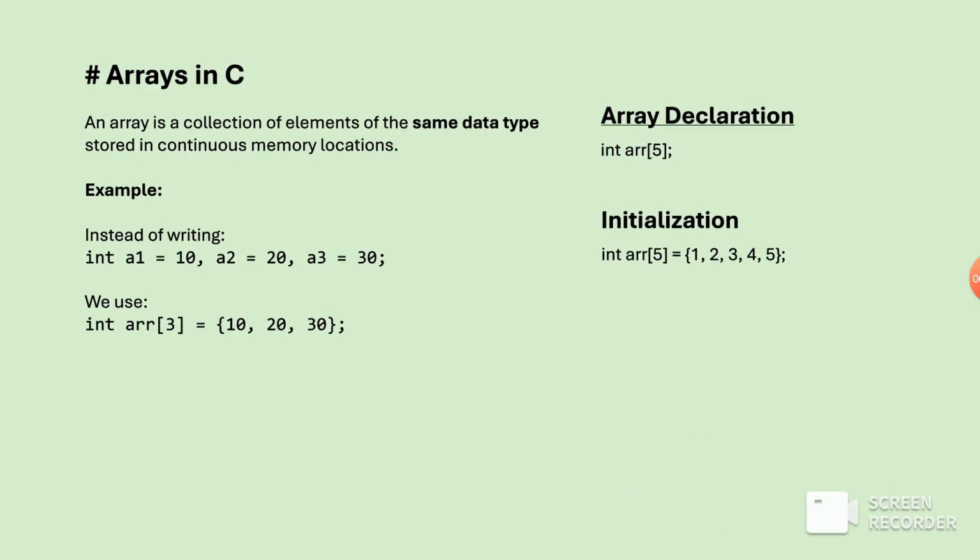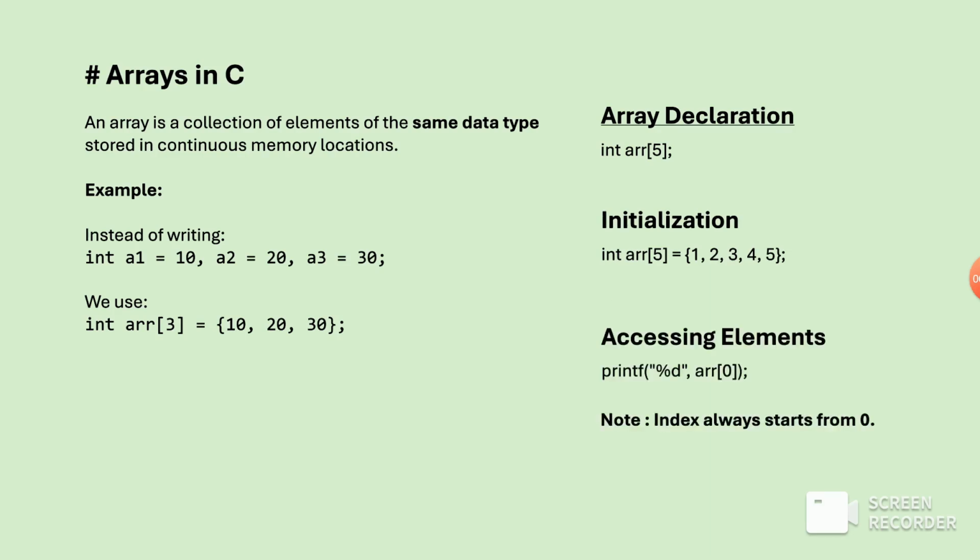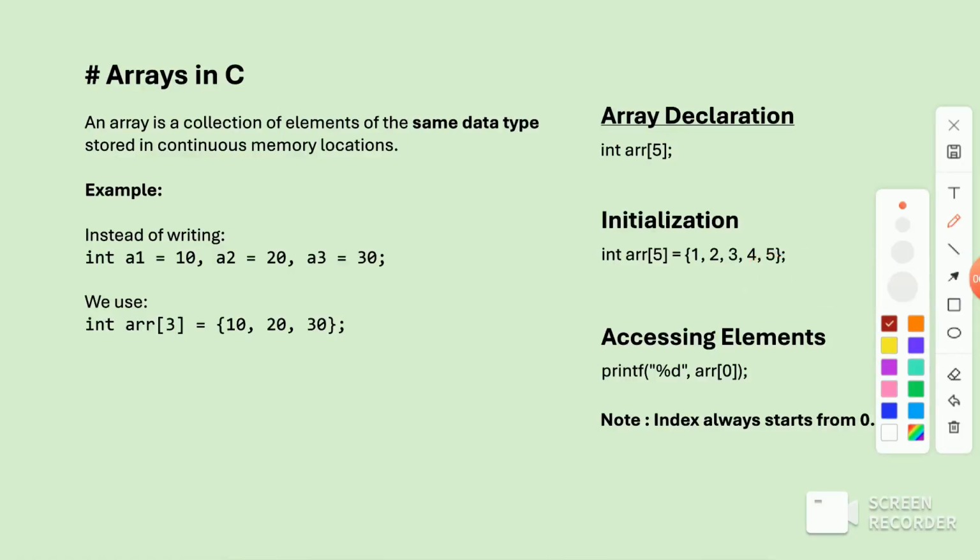The declaration of an array is: first the data type, whatever you have, then the array name. The 5 means the size of that array, and the array stores integer values. For initialization, with a particular size of 5, we can store 1, 2, 3, 4, 5. These are the 5 elements we can store in that integer array.